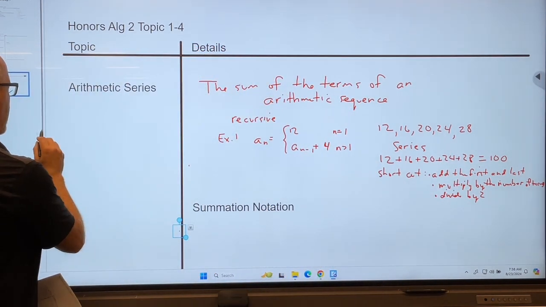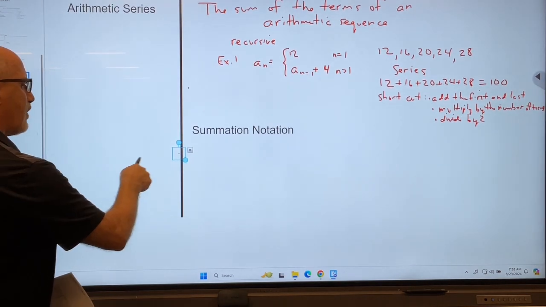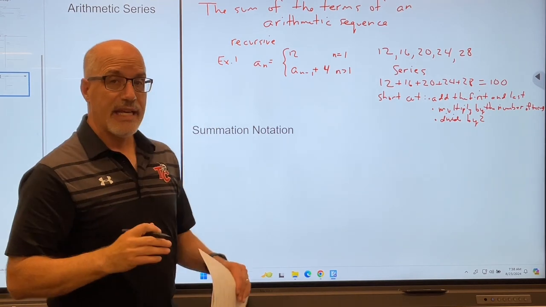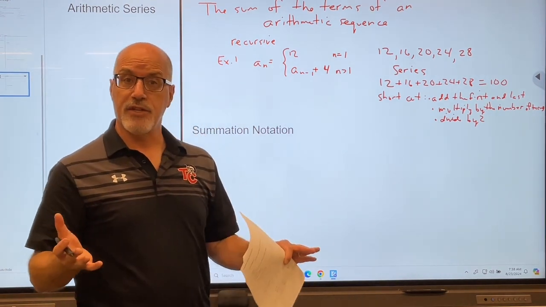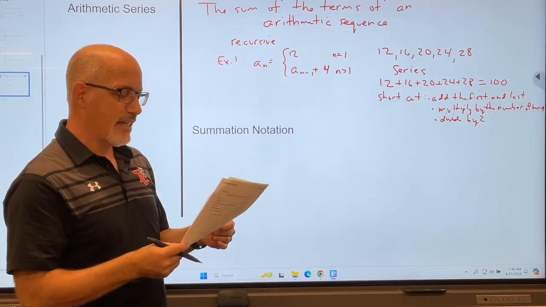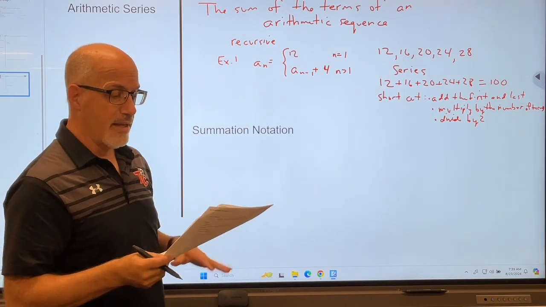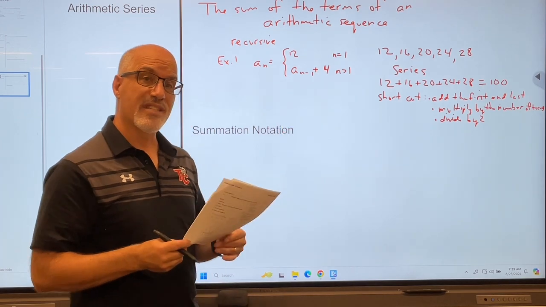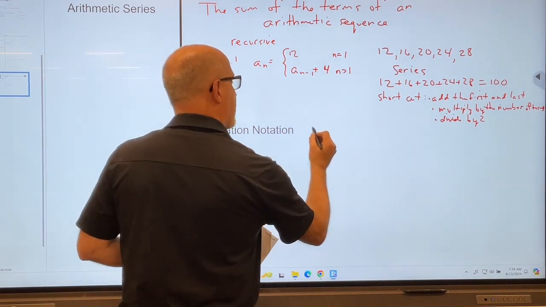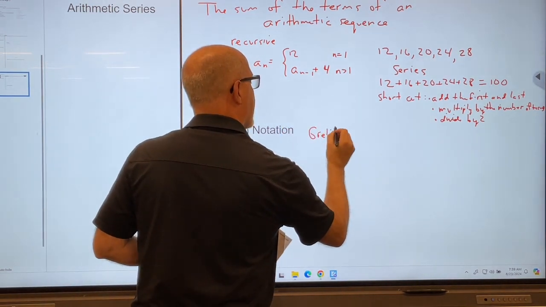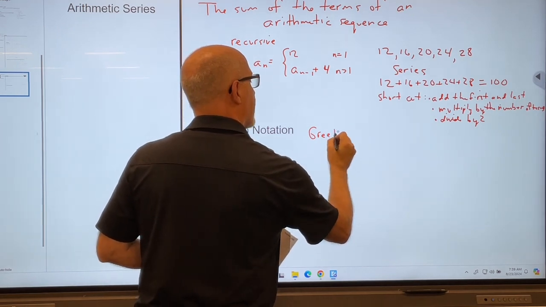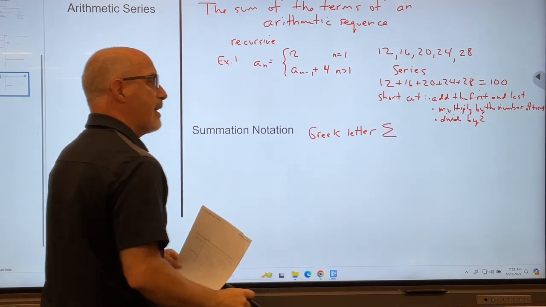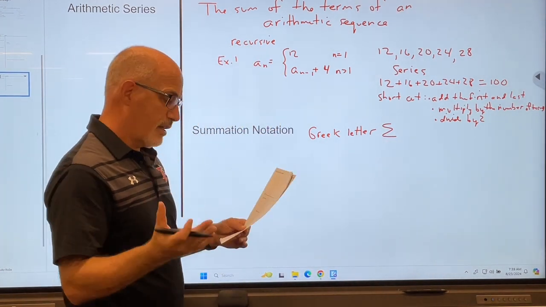All right, now the last thing we're going to do is called summation notation. And summation notation is totally new. You're going to have to get used to it. It's something that takes a while to understand, but let's start off by understanding it using what's called the Greek letter sigma. That's what we're going to use to show that notation.